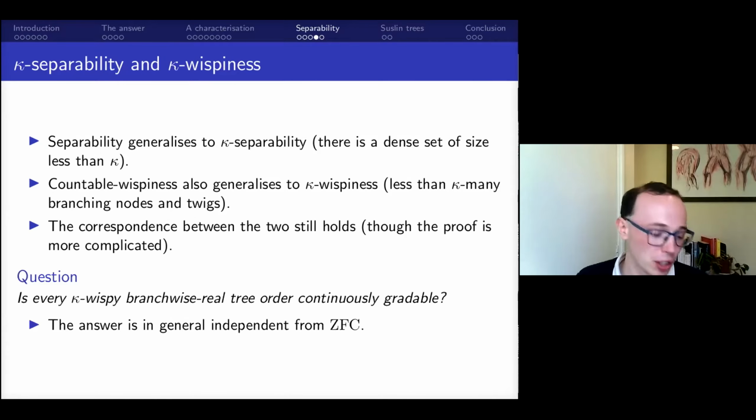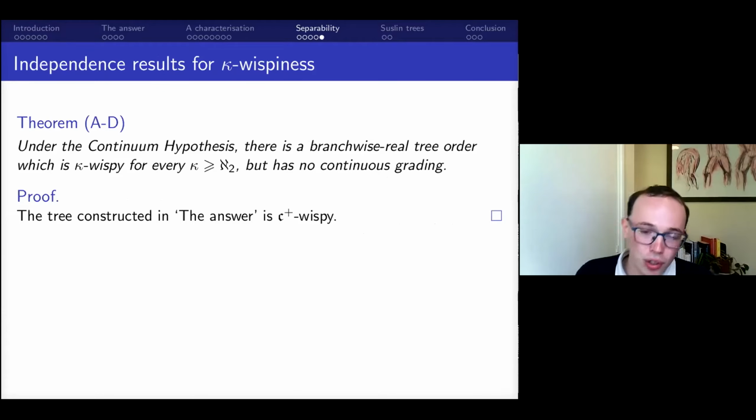And then we can ask the following generalized refinement of the main question. Is every kappa wispy branchwise-real tree order continuously gradable? And it turns out that in general, the answer to this question is independent from ZFC. For certain kappas, we have some independence results. Specifically, if we look at the tree constructed in the second section, this is actually going to be continuum-plus wispy.